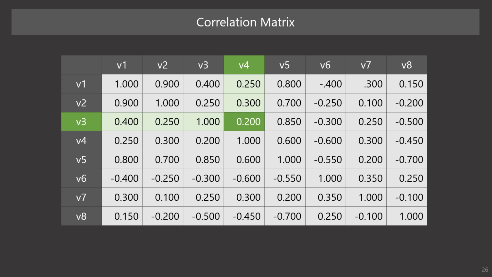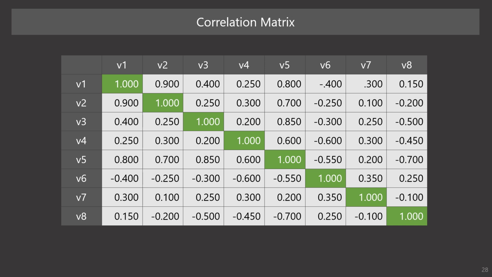For example, if we want to see the correlation coefficient between V3 and V4, we should look at the intersection of the row of V3 and the column of V4. We can see it is 0.200. We can do the same thing by looking at the intersection of the row of V4 and the column of V3. In a correlation matrix, the diagonal elements are the intersection of the same variable, so all of them display correlation coefficients of 1.000, a perfect correlation.